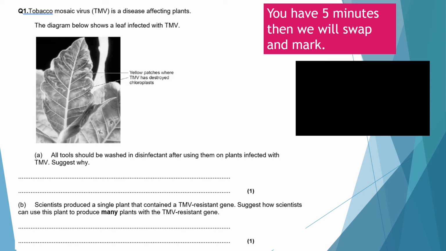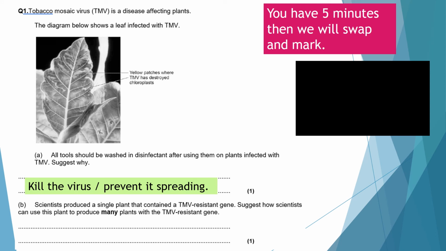So tobacco mosaic virus is a disease affecting plants. This diagram shows a leaf infected with it. All tools should be washed in disinfectant after using them. Suggest why. Scientists produced a single plant that contained tobacco mosaic virus resistant genes. Suggest how scientists could use this plant to produce many plants. And again, this is part of the reproduction, so it's linking lots of things together. Have a little think, and then we'll mark them. You might want to pause.